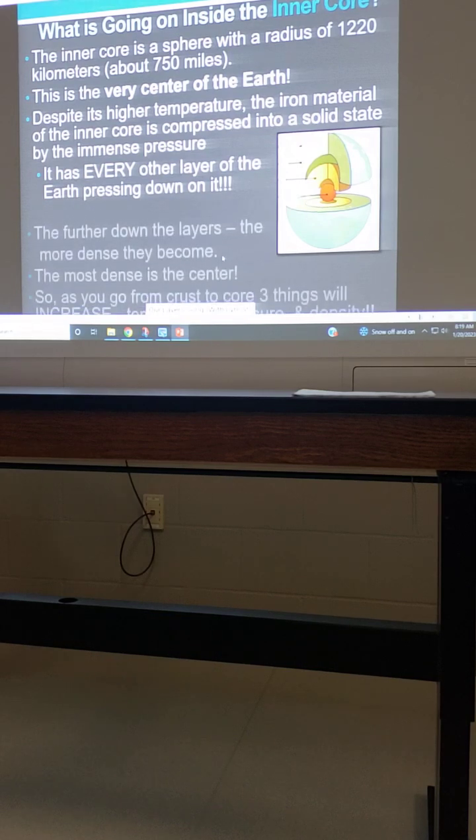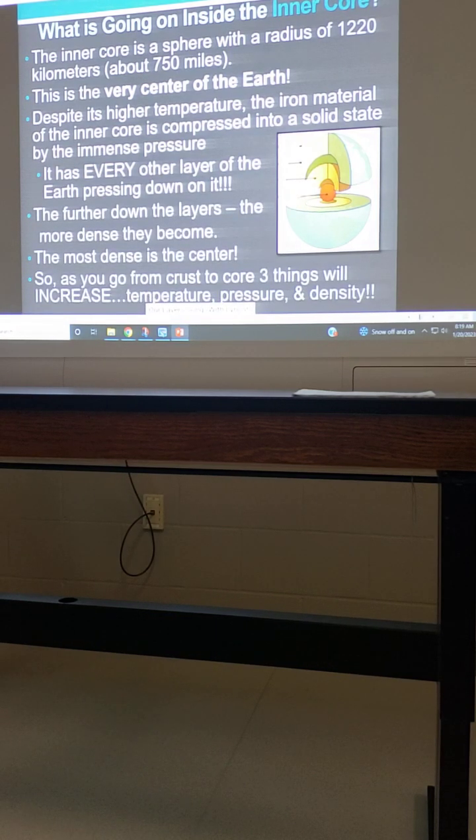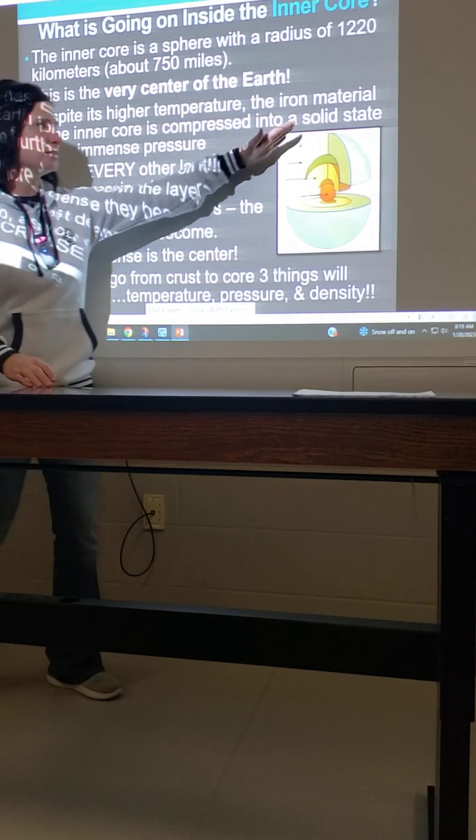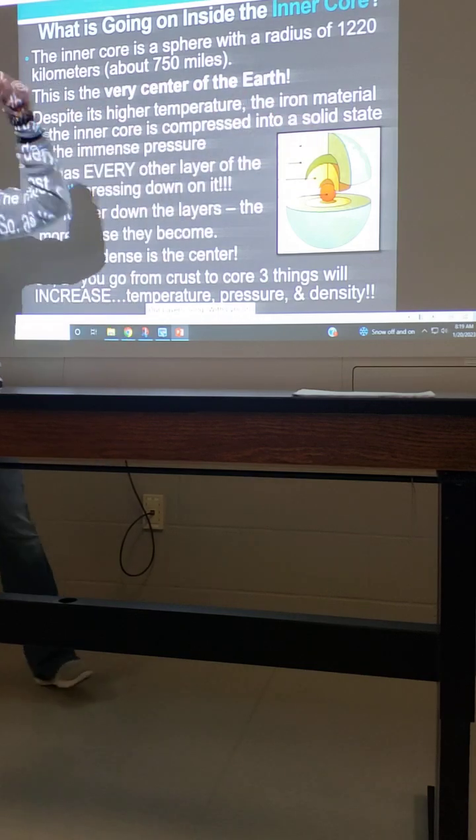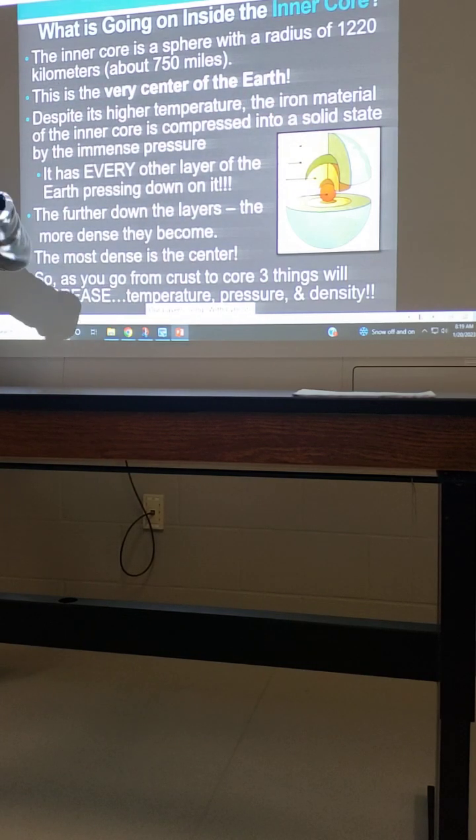So it has every other layer pressing down on it. And so the further you go, the more dense the layers become. That's in general. So crust is the least dense. As you go through the lithosphere, the asthenosphere, the mesosphere, the outer core, the inner core, it just gets more and more dense. Making the inner core the most dense center.